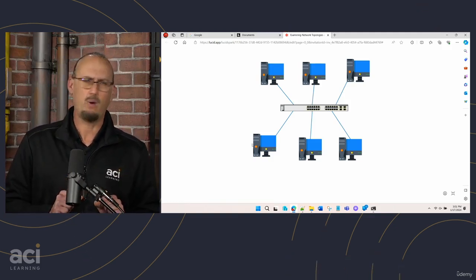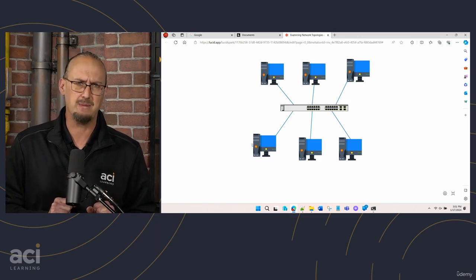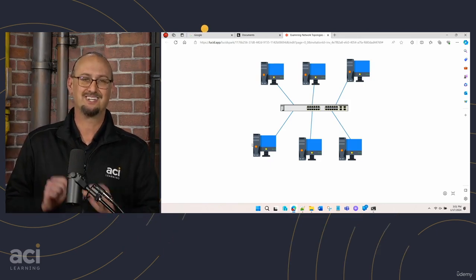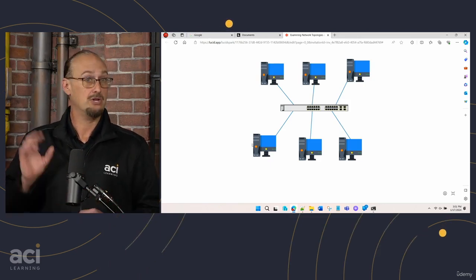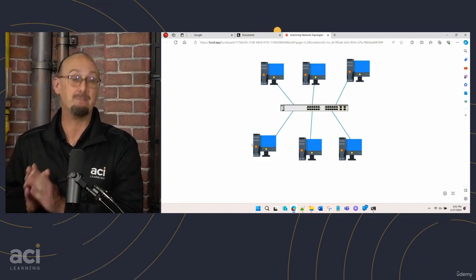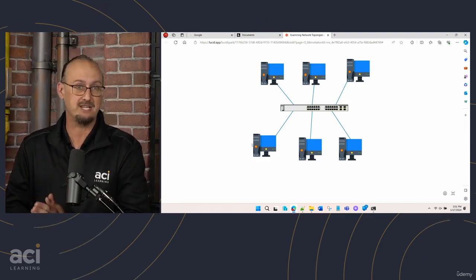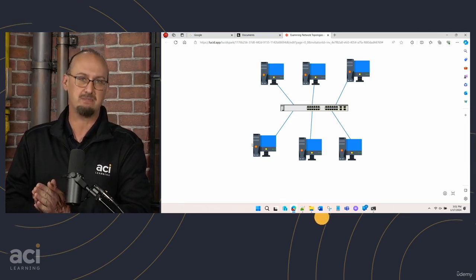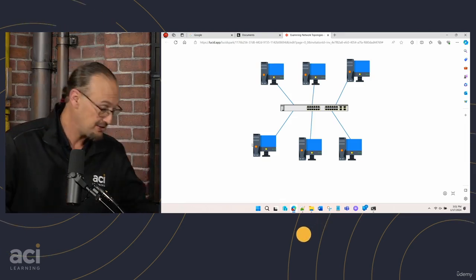Deterministic media, right? Why would you want to use something that is so contention-based that you could have collisions? Because it's cheap. There's not a lot of logic. There is logic, don't get me wrong. Switches are very expensive, but compared to deterministic media, they have to have a lot more logic built into them. Why? Because they have to do that communication.